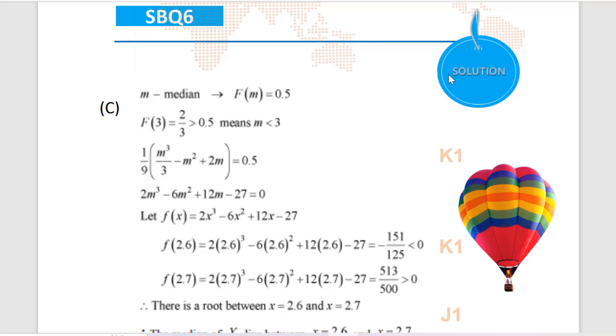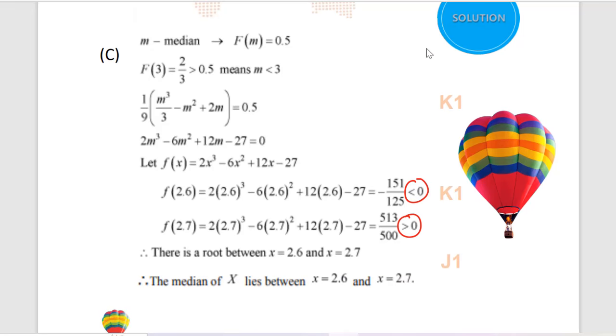So, daripada soalan tadi, dia nak awak show yang median ni lies between 2.6 and 2.7. So, boleh gantikan nilai x sama dengan 2.6. Awak dapat negative 151 over 125. So, dia adalah less than 0. Dan gantikan 2.7 dapat 513 over 500. So, dia greater than 0. So, it means that there is a root between x equals to 2.6 and x equals to 2.7. Hence, the median of x lies between x equals to 2.6 and x equals to 2.7.